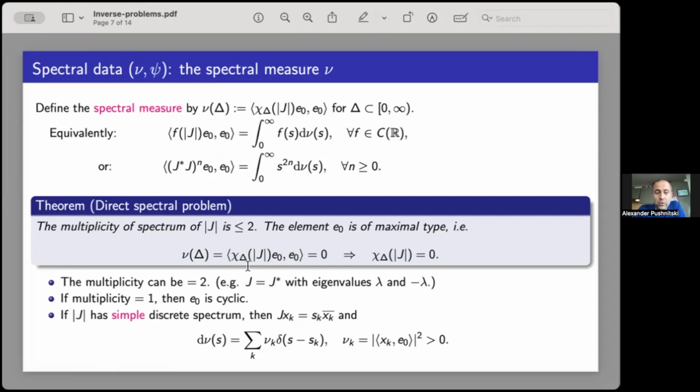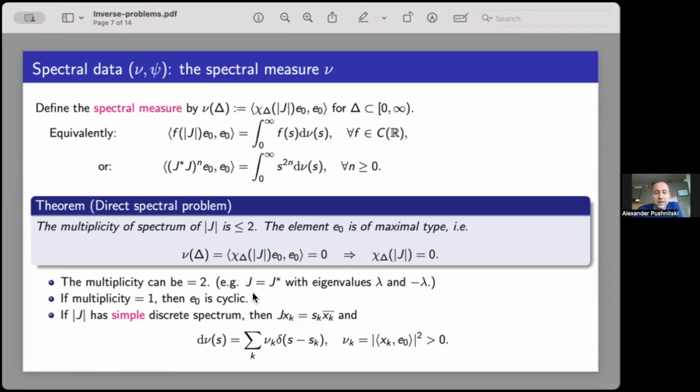A few comments on this. First of all, the multiplicity can be 2. It really can happen. For example, consider the self-adjoint case and imagine that your matrix J has eigenvalues lambda and minus lambda. Then when you take the absolute value, they are put together. When you take the modulus function, it folds up the spectrum from the negative half axis to the positive. So you end up with an eigenvalue lambda, but of multiplicity 2.